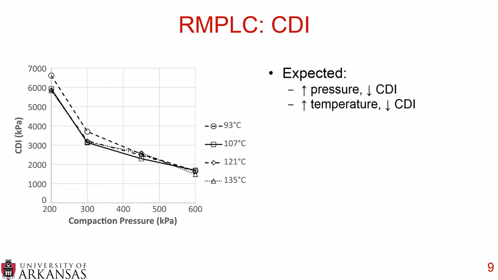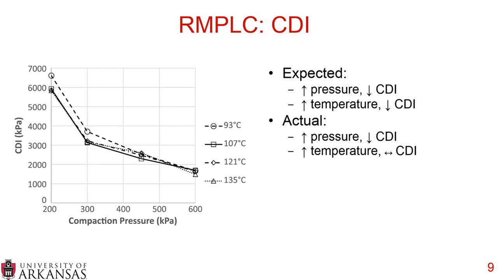So the first thing that we looked at was the reheated plant mixed lab compacted, that is RPMLC, and the first thing we looked at is the CDI, or the Construction Densification Index, and you can see the data on the left. So taking a look at that data, what we expected was as we increase the pressure, the CDI, the Construction Densification Index, should decrease. As we increase the temperature, we also expected the CDI to decrease.